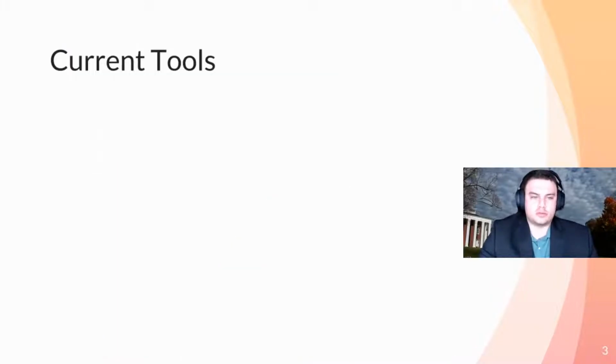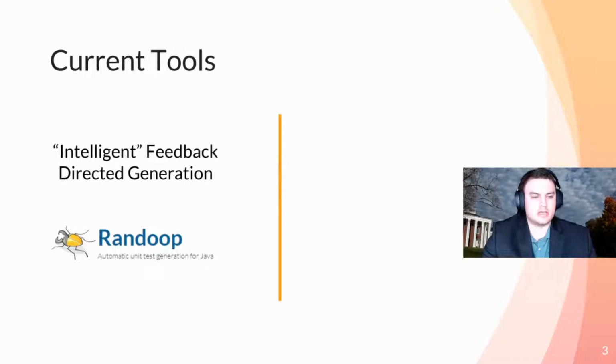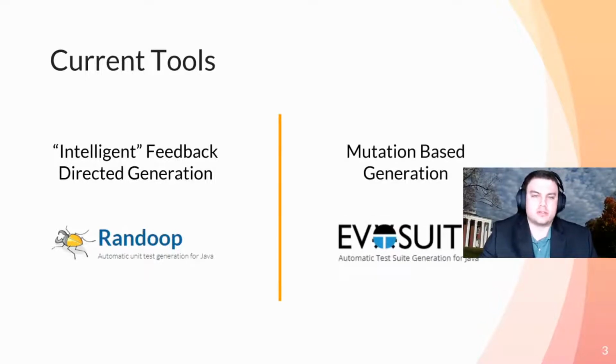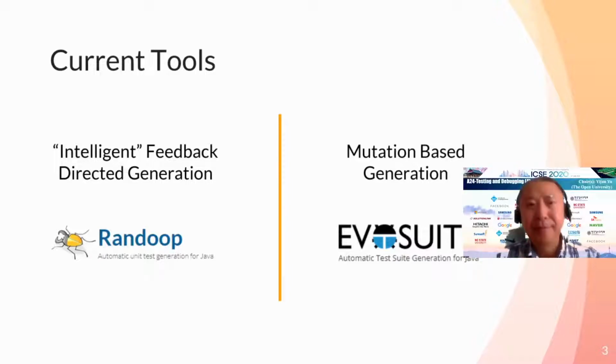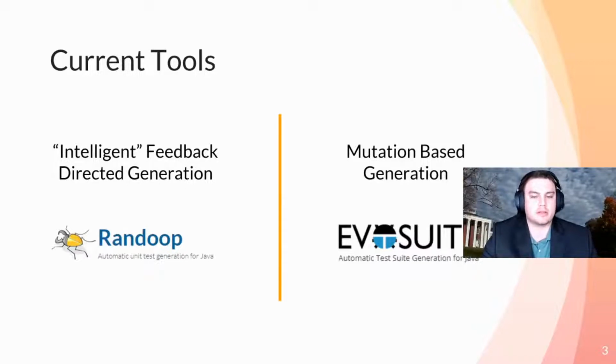Currently, there are two tools that are used to provide these test suites and the test methods with their associated assert statements. The first is an intelligent feedback-directed generation tool called Randoop, where they generate a sequence of method invocations for the class under test and try to provide an assert statement that captures the behavior of the program. The second tool is EvoSuite, which is a mutation-based generation technique. This technique tries to mutate the focal method under test and attempts to generate an assert statement that captures that mutation.